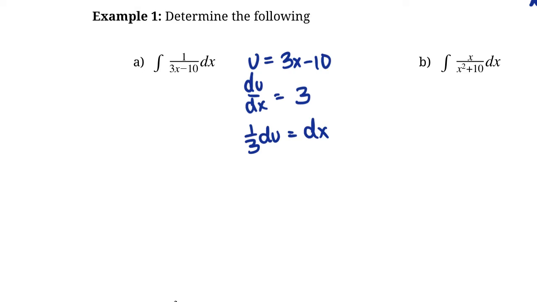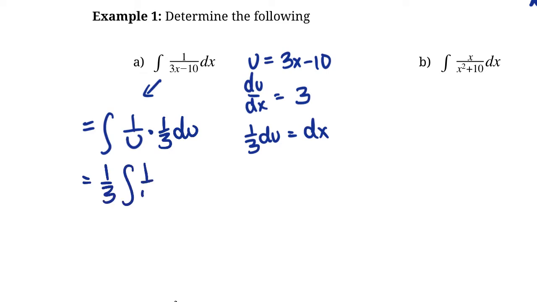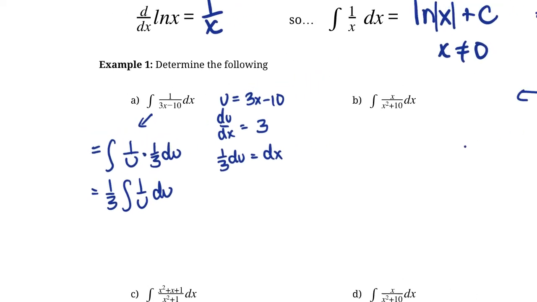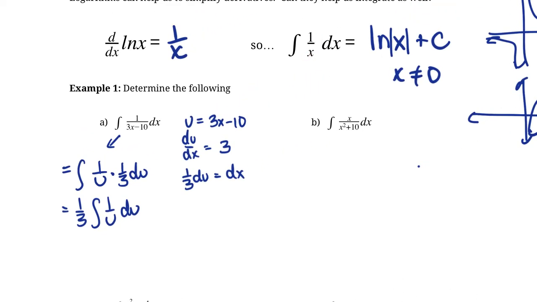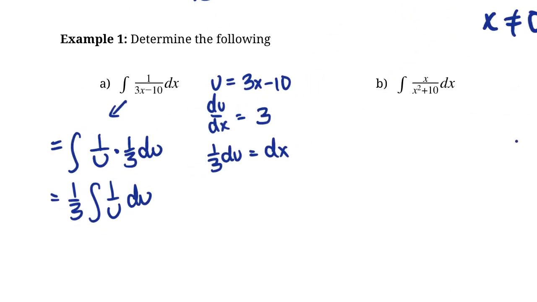So let's go ahead and plug that into this equation here. We have the integral of 1 over u times dx, which is 1/3 du. Notice how this is an integral with a constant in there, that 1/3. So let's just pull the 1/3 to the outside. Now this looks very similar to what we just had up here, the integral of 1 over x. In this case, it's 1 over u.